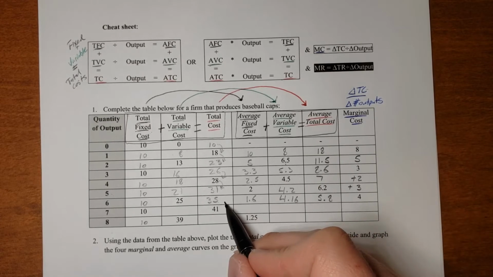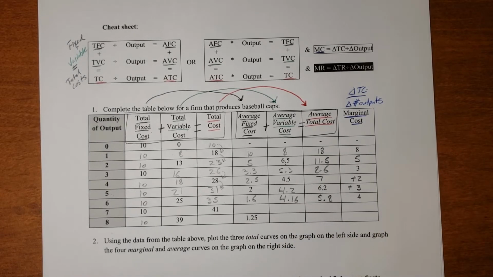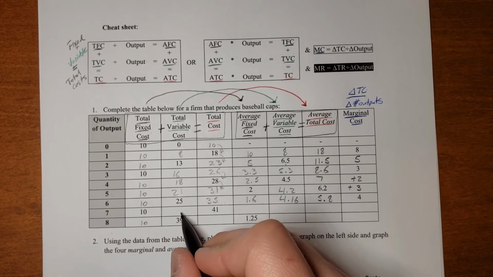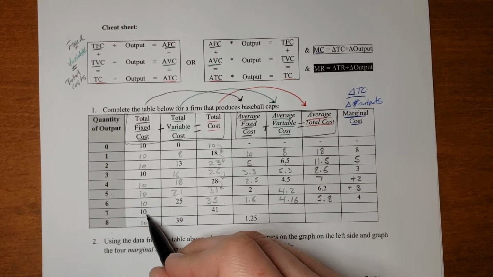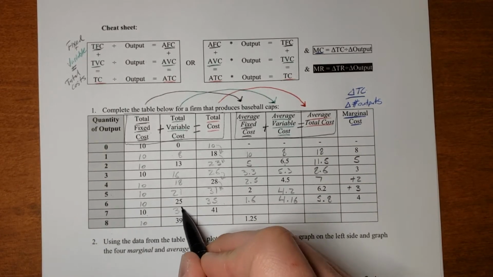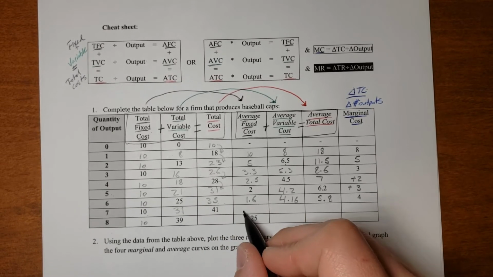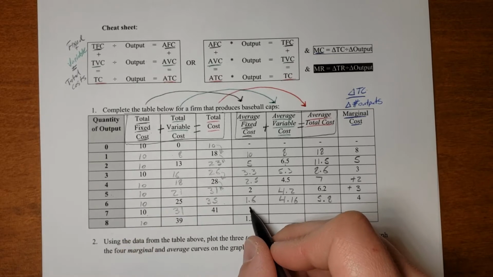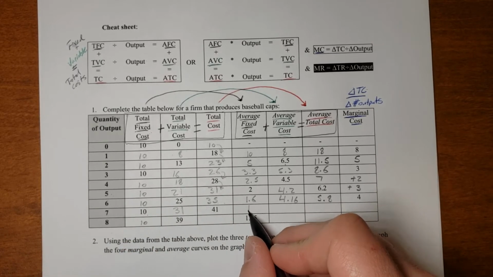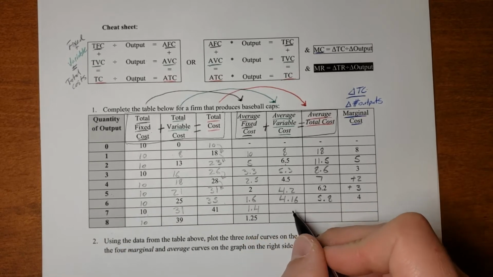Marginal cost is the change in the total cost. For the seventh unit of output, we've got 10 plus, what is 41? That's 31. Now we're going to divide 10 by 7. That's going to give us 1.4.